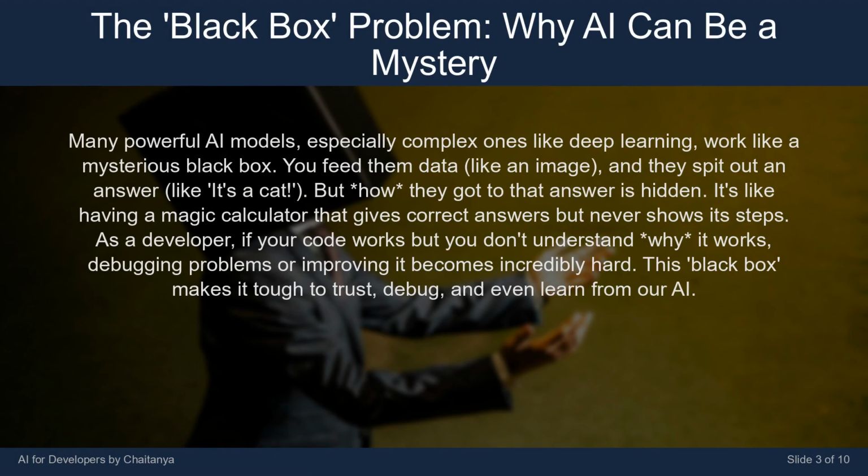Many powerful AI models, especially complex ones like deep learning, work like a mysterious black box. You feed them data, like an image, and they spit out an answer, like, it's a cat. But how they got to that answer is hidden. It's like having a magic calculator that gives correct answers but never shows its steps. As a developer, if your code works but you don't understand why it works, debugging problems or improving it becomes incredibly hard. This black box makes it tough to trust, debug, and even learn from our AI.